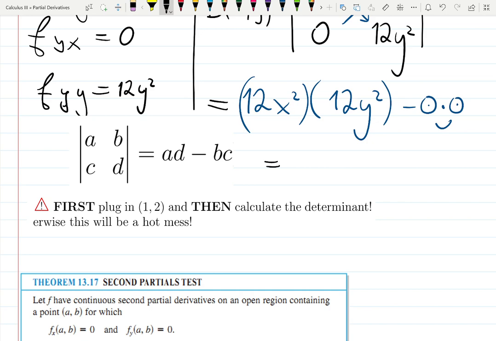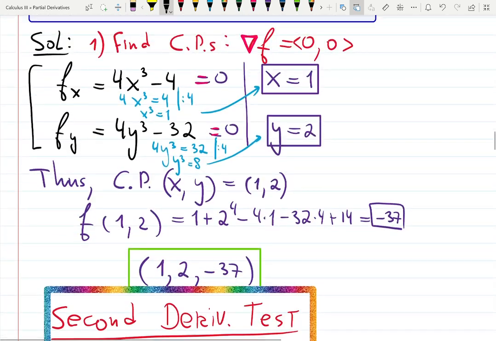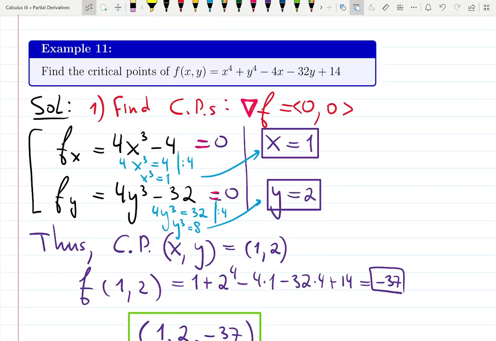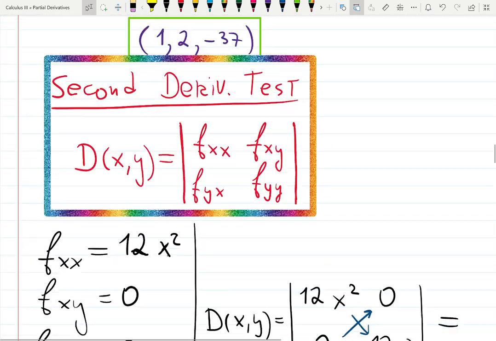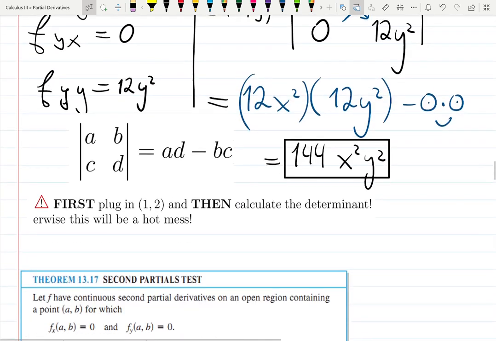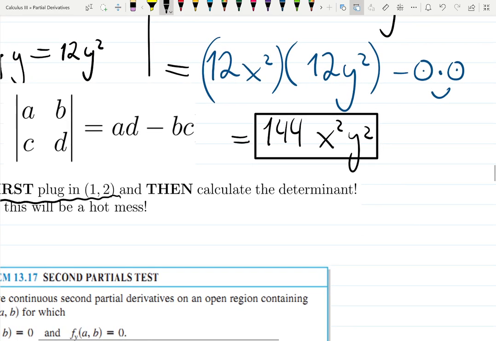Let's simplify. 12 times 12 is what? 144. 144, thank you. x squared and y squared. Put it in the box. For now, we don't really know what it means. The thing is, we were asked to find not this. We were actually asked to find this determinant at a particular point. And the particular point was 1 and 2. Oh, we don't have it here yet. I see. So it's actually easier to first plug in 1 and 2 and then calculate the determinant.